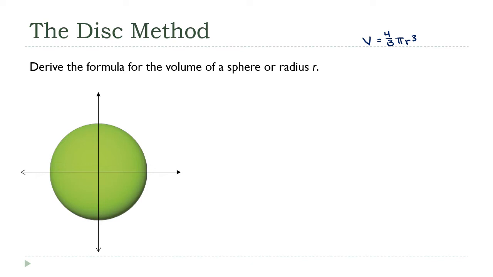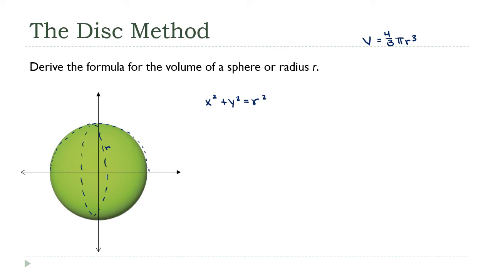So I want to define this curve here that when we rotate it, we get this solid of revolution. We get a sphere. Well, this curve here is a circle whose radius is r. And the formula for a circle whose radius is r is x squared plus y squared equals r squared.